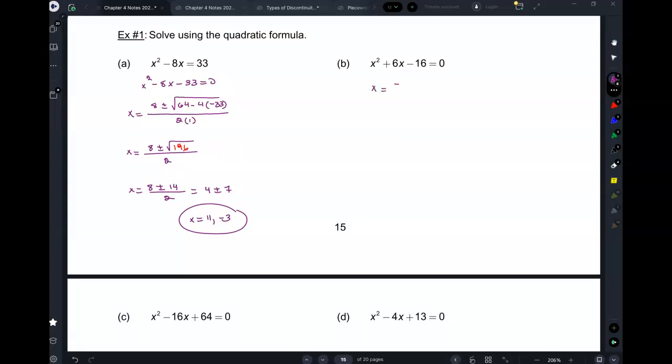So x equals negative 6 plus or minus the square root of b squared, 36, minus 4 times negative 16, all over 2. So x equals negative 6 plus or minus, what do we get inside the root? 100 over 2. So that's negative 6 plus or minus 10 over 2. Correct. So x is 2, negative 8. Okay? All right.